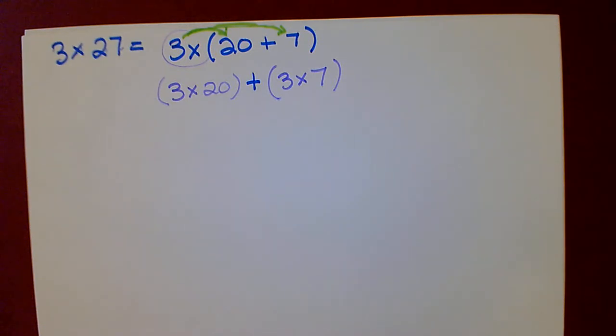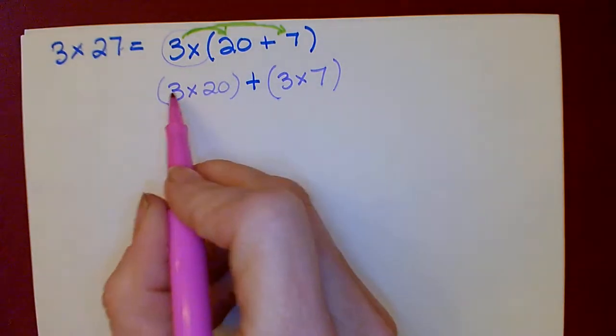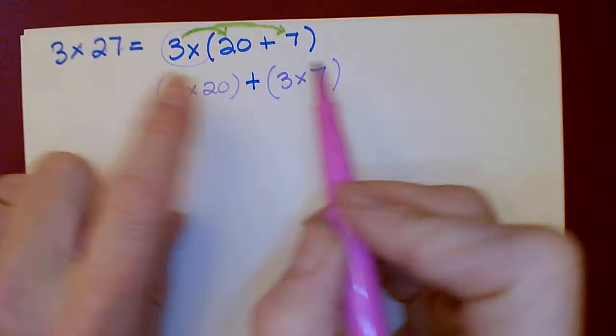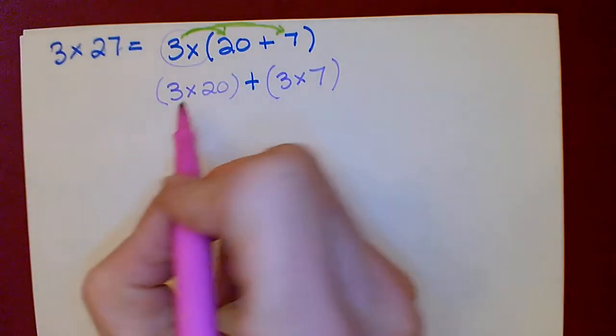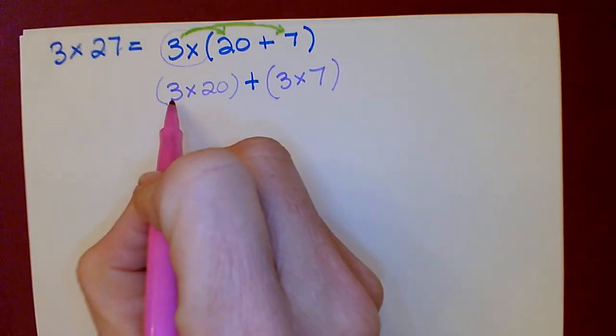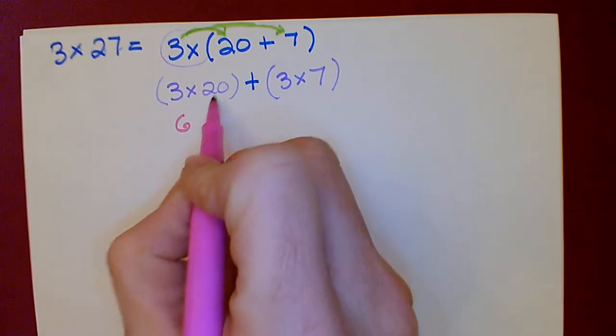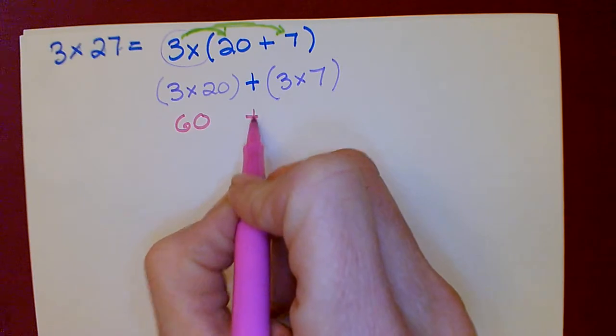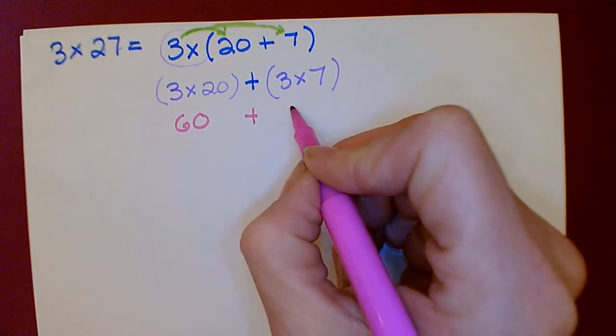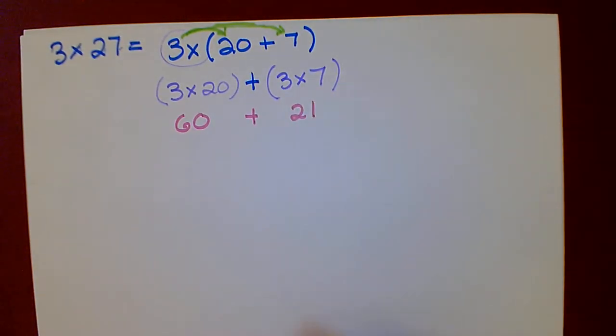So let's go ahead and deal with this. So we're going to do each of these parentheses. We're going to do our parentheses on either side to start with. So 3 times 20, use your 0 trick, which is 3 times 2 is 6, and add on that 0, plus, and 3 times 7 is just 21. And now I can add those together.